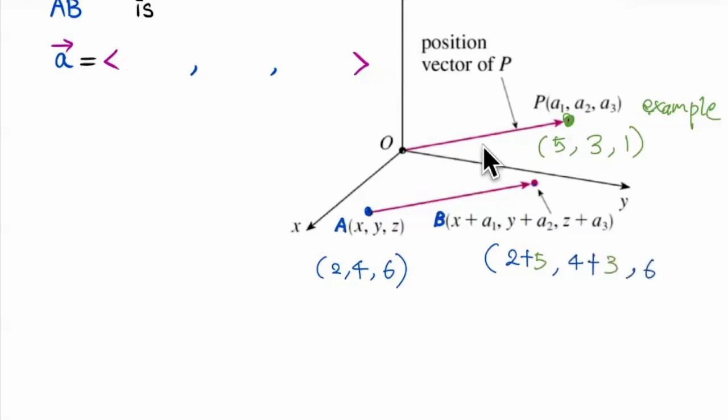You got it. 6 plus 1. You just need to add this one. Just add that to the initial point.